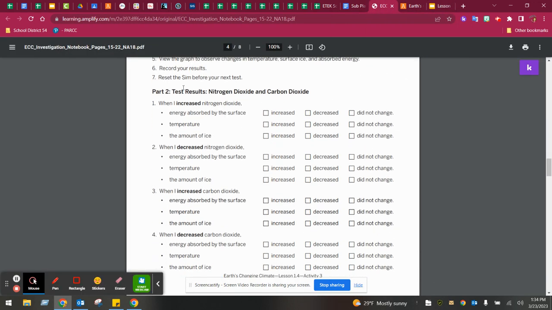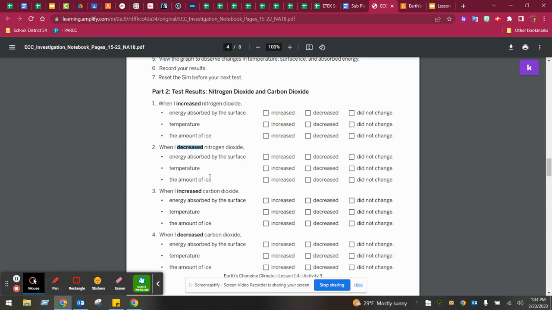So when looking at your worksheet, you'll see here it says, when I increase nitrogen dioxide, we have 3 things: the energy absorbed by the surface, the temperature, and the amount of ice. You will simply check off increase, which means go up, decrease, which means go down, or did not change. Then you'll swing it the other way. Instead of at 500, you're going to have it at 0 because we decreased the nitrogen dioxide. Again, increase, decrease, or did not change.